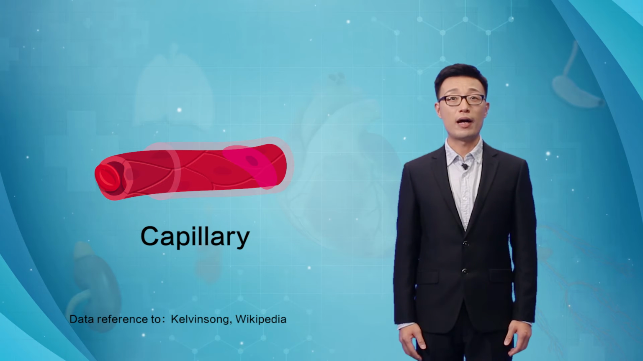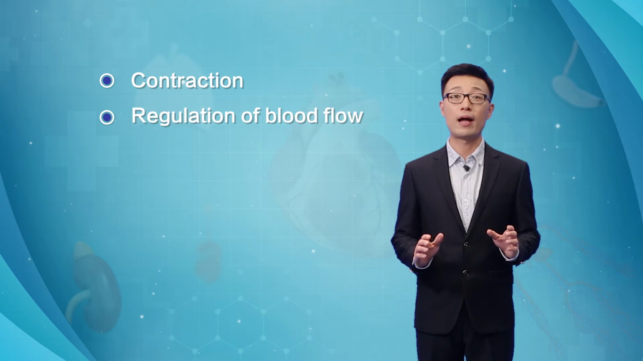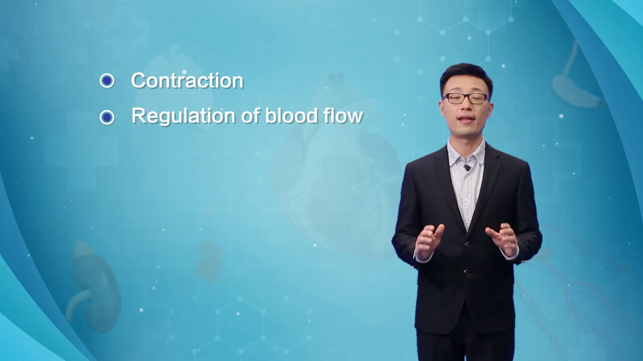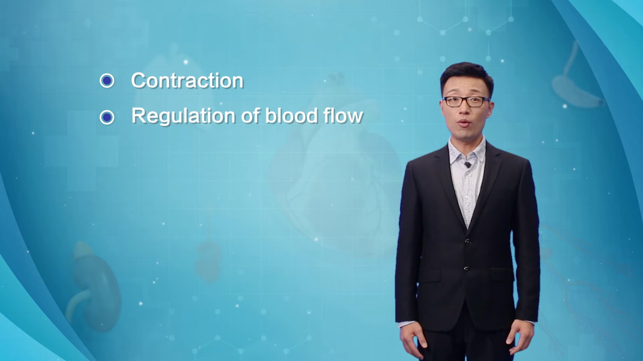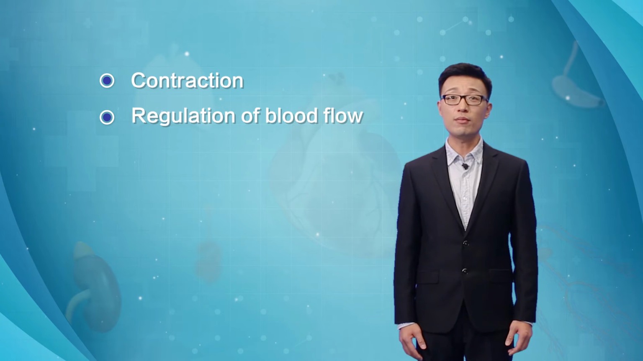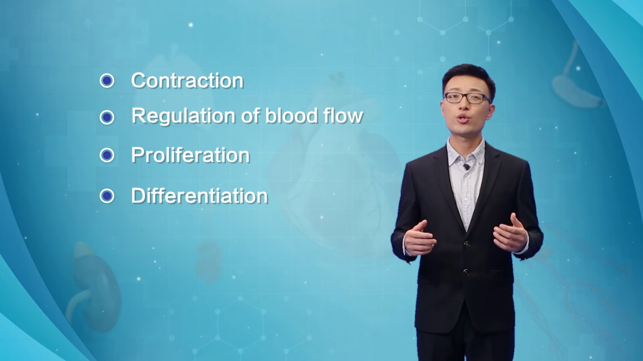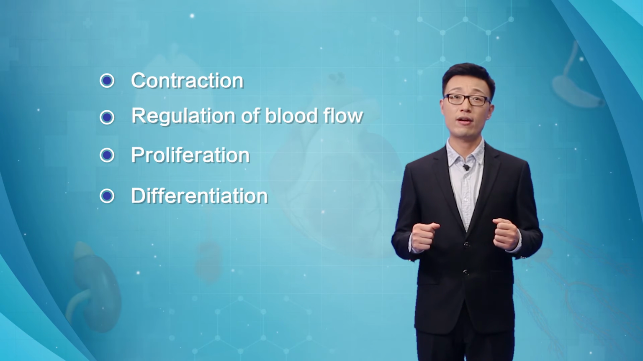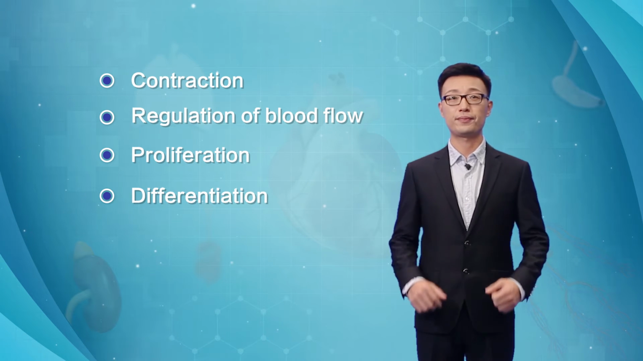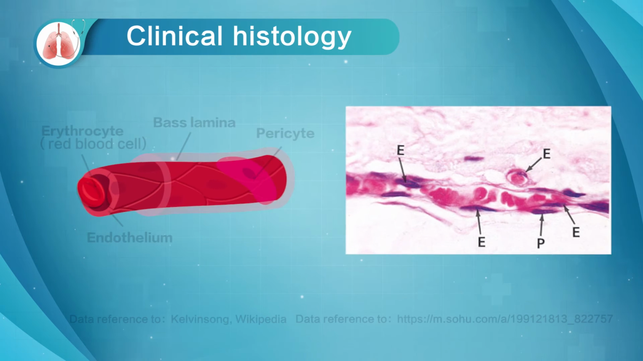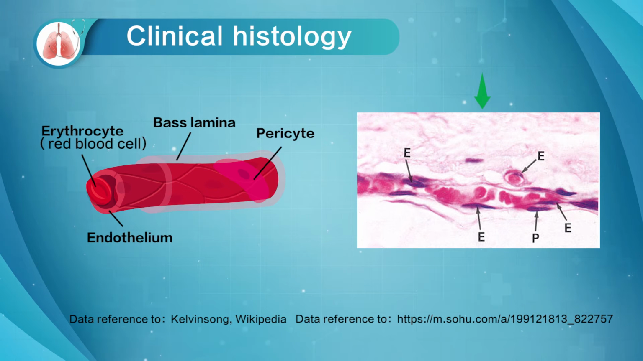The well-developed cytoskeletal networks allow the pericytes to contract and regulate blood flow through the capillaries. Furthermore, as a kind of mesenchymal cells, pericytes may undergo proliferation and differentiation, which are important for tissue repair and regeneration. On our right, we have an H&E stained slice of capillaries.